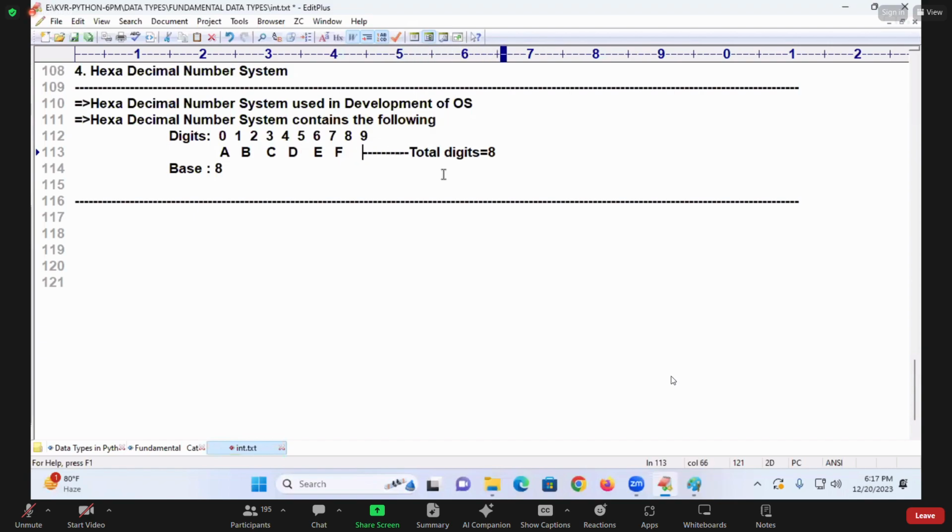So total how many digits are there? The total number of digits is 16. 0 to 9, how many? 10. A to F, how many? 6. So totally how many here? 16. So the base is called what here?